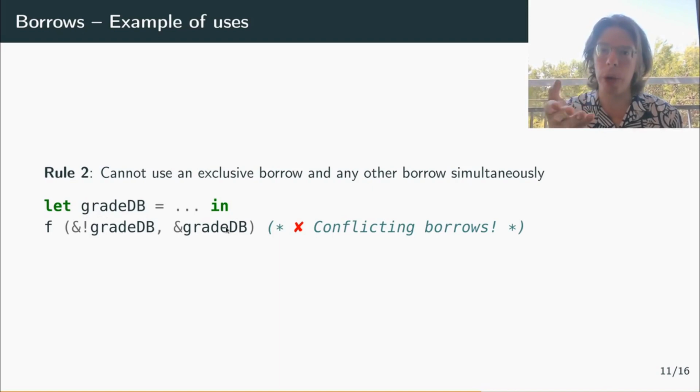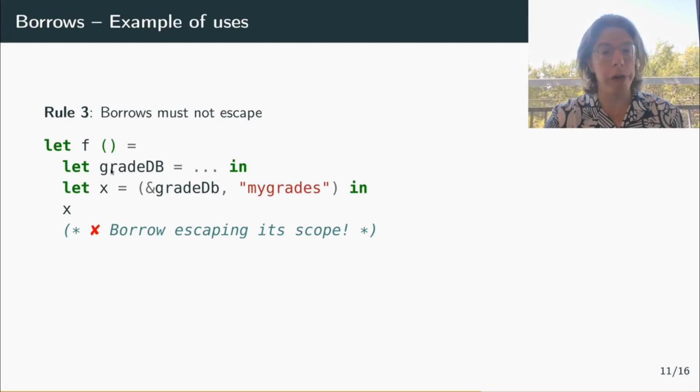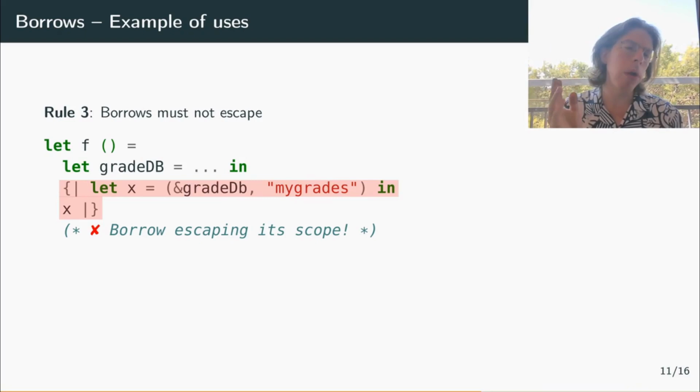Finally, a borrow must not escape. Here we have a declaration of a database and then a pair which contains a borrow, and then we try to leak the borrow while the database is still captured inside the function. So this is not allowed because the borrow is escaping its region, and here is the region delimiting the borrow. So the regions are almost lexical scoping with a few tweaks, and the way we check for this kind of escape is by using the indexed kinds.